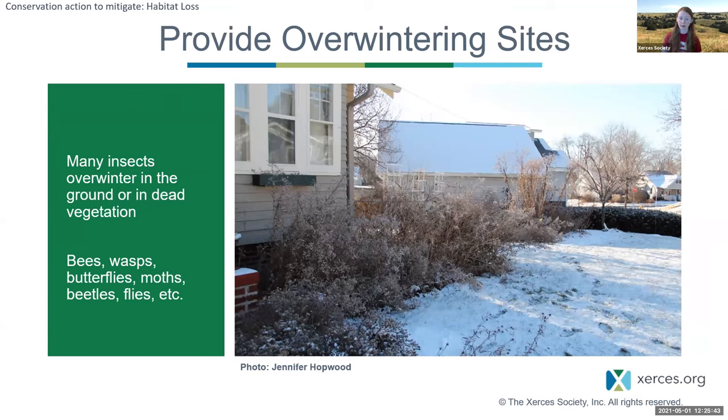And this is similar to the last one, but overwintering sites. If it's possible for you to leave your dead vegetation standing until the last frost the following year, so about three weeks ago or so, because there's going to be insects that are overwintering either directly in those stems or underneath them, that area is habitat for them, right?